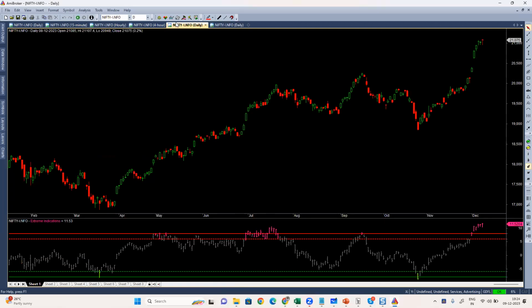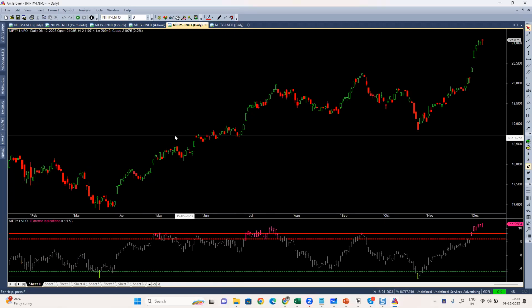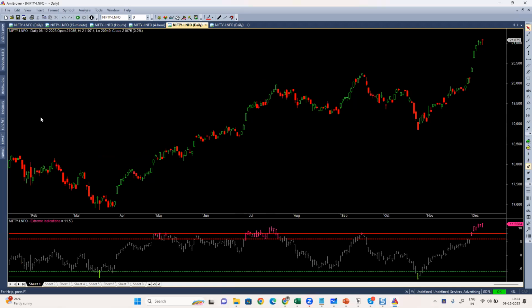So here is extreme indications. Now, in this extreme indications, you'll be able to see the standard deviation lines. The top one is the +3 standard deviation, and the bottom one is the -3 standard deviation. Likewise, there is a dotted line over here that is +2 standard deviation, and the bottom one is the -2 standard deviation.